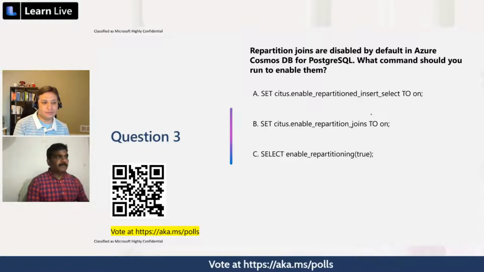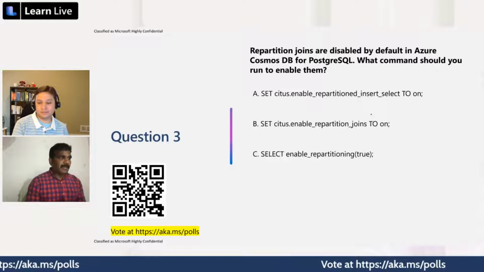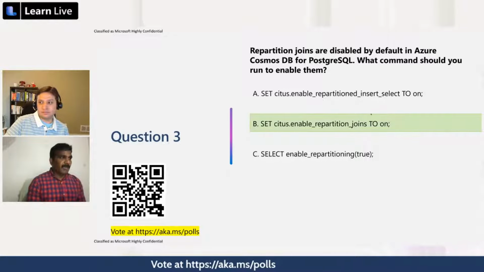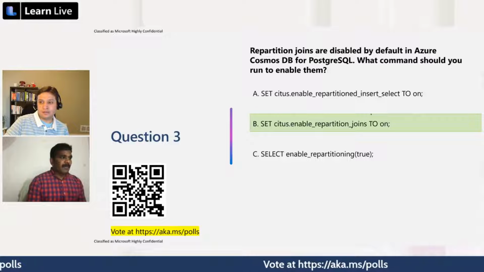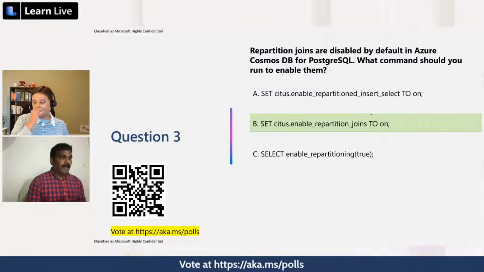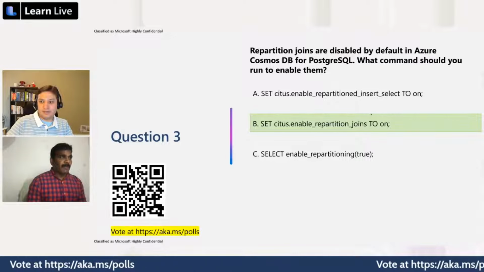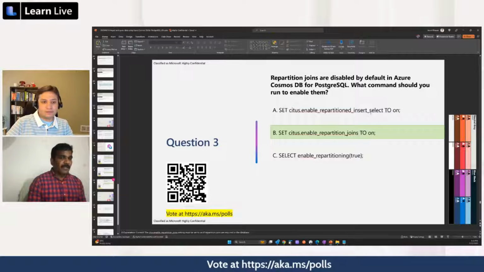Kalai, whenever you're ready, feel free. Yeah, the right answer is option B: SET citus.enable_repartition_joins to on. We ran through this command earlier and showed how we can enable repartition joins. It's very easy, and the answer is B.